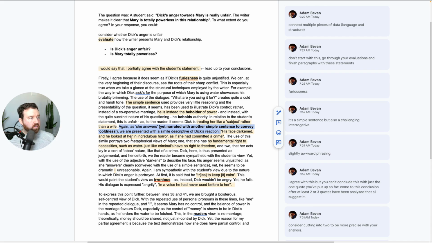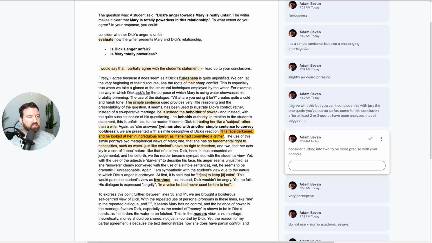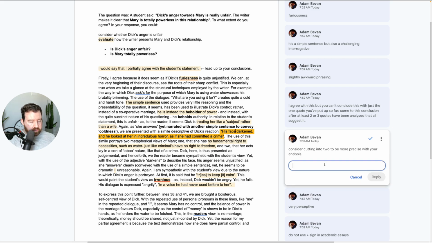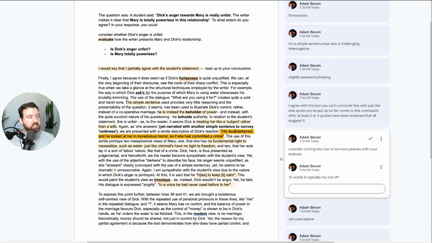"So his face darkened and he looked at her in incredulous horror as if she had committed a crime." I said that you could maybe split this into two because you really don't want your quotes to be more than 10 words. 10 words is typically my cutoff. The maximum you can do is 15. And I just feel like this one, because it's two things that you talk about, his darkened face and the connotations of that, and the simile, I would split it in two and analyze each part piece by piece.